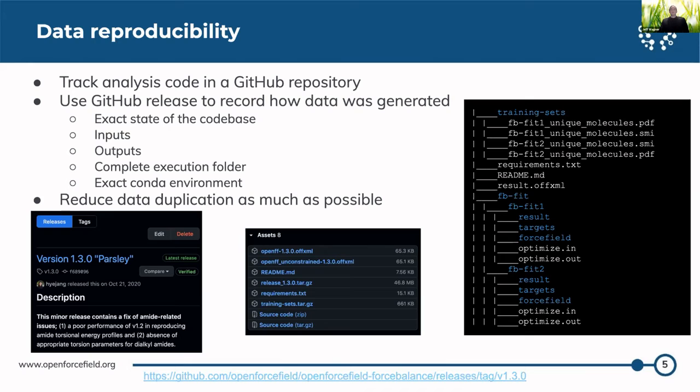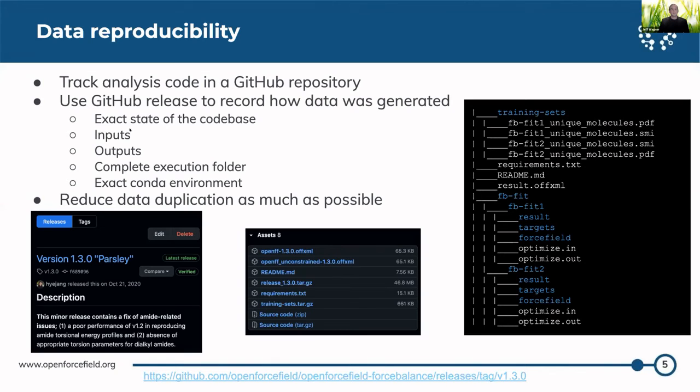And so one method that we've arrived at by trial and error is to keep all analysis code in a GitHub repository. And this isn't necessarily a repository that turns into a deployable package by itself, but this is a repository where we keep track of the state of the analysis code, and then we make GitHub releases at certain points in that GitHub repository, and that records the exact state of the analysis code when the data was generated.